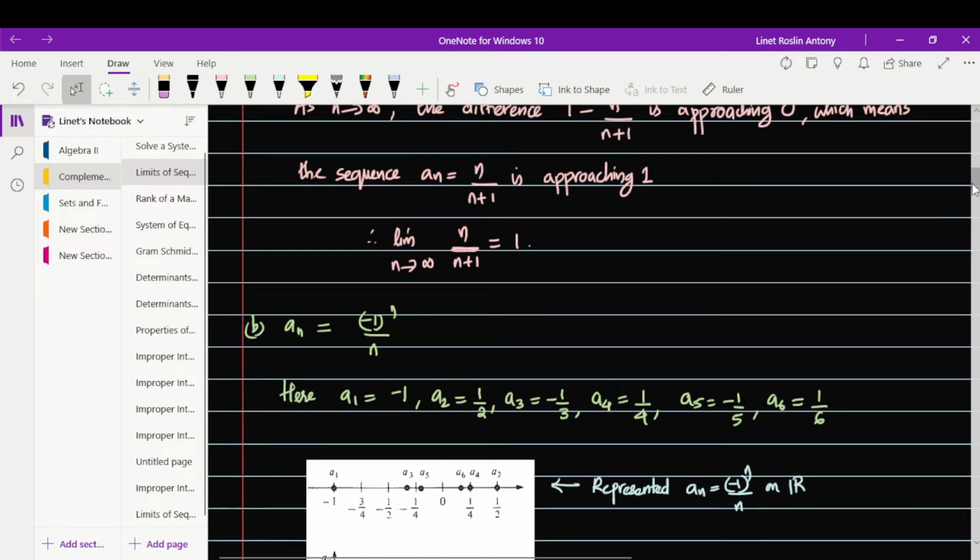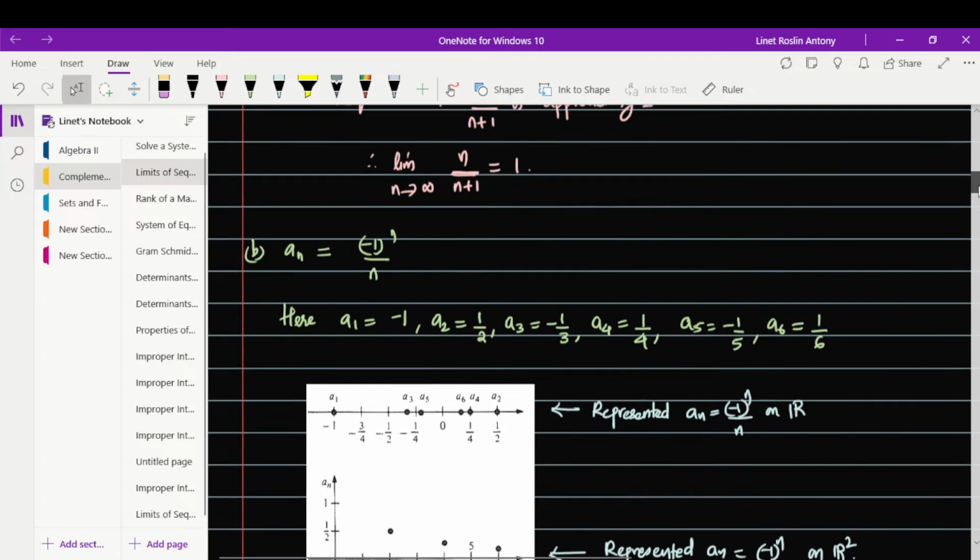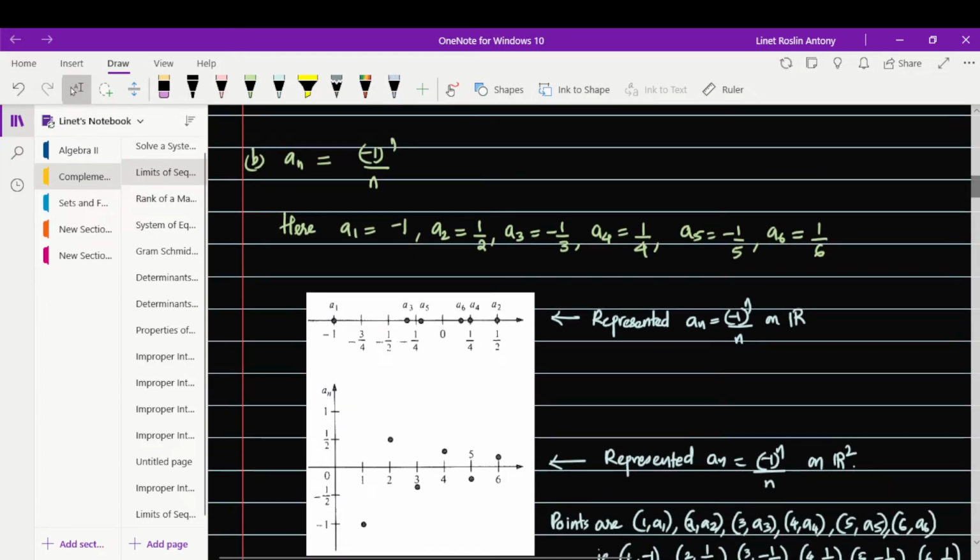So we are going to do the same thing for the next question. An is given to be minus 1 raised to n by n. So we have to find the first 6 terms of the sequence. So you have a1 is equal to minus 1, a2 is equal to 1 by 2, a3 will be equal to minus 1 by 3, a4 is equal to 1 by 4, a5 is equal to minus 1 by 5, a6 is equal to 1 by 6.